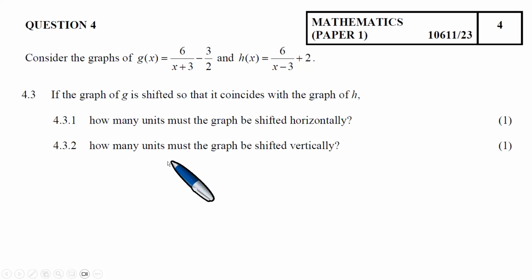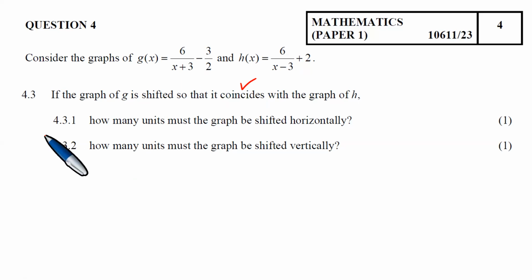Next question. So you have the two rectangular parabola functions. If the graph of g is shifted so that it coincides with the graph of h, so this graph is moved so that it is the same as this. How do you make these the same as that? That becomes the question. First, how many units must the graph be shifted horizontally? How many units must g be shifted horizontally?